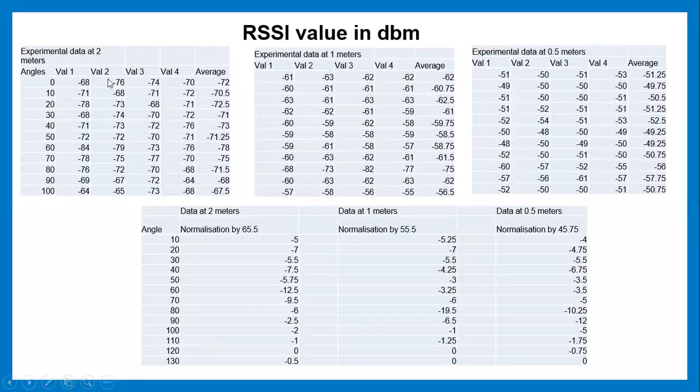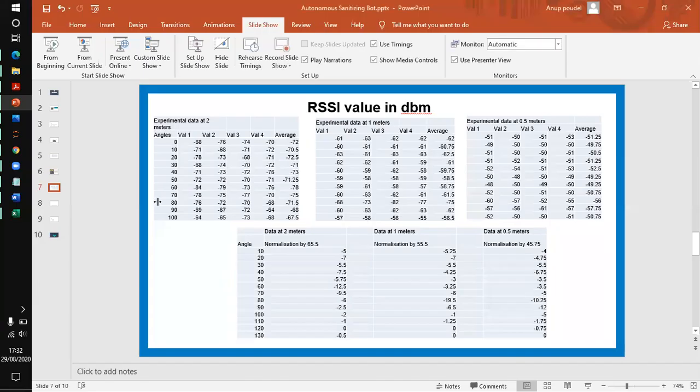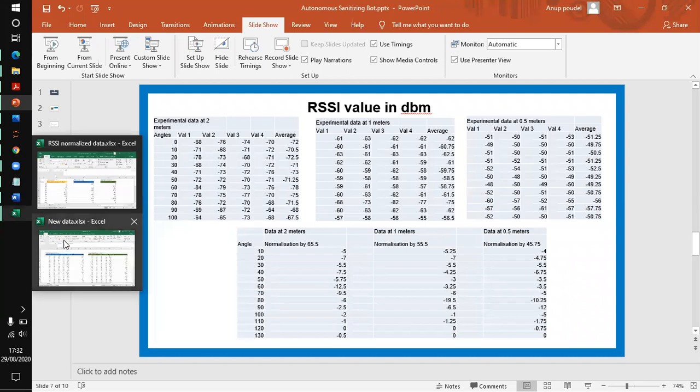These are the readings that we get on our mobile phone app, which I have recorded using Microsoft Excel, where I have recorded 4 values at a single point. After that I took the average of these 4 values. After getting those averages, we normalized them with the highest value that we have. After normalizing, we are getting values like -5, -7, which you can see on the screen. We have used the same values to do the polar plotting.